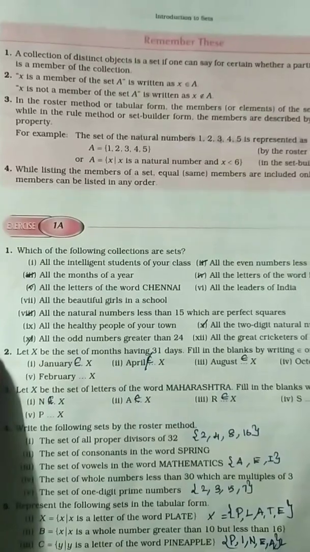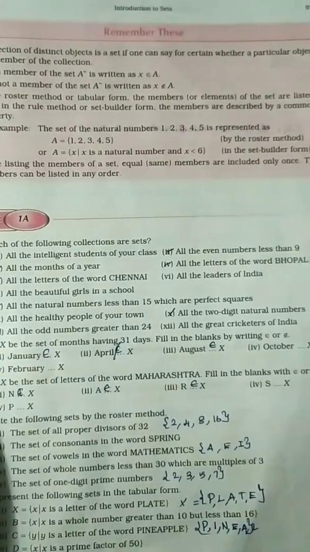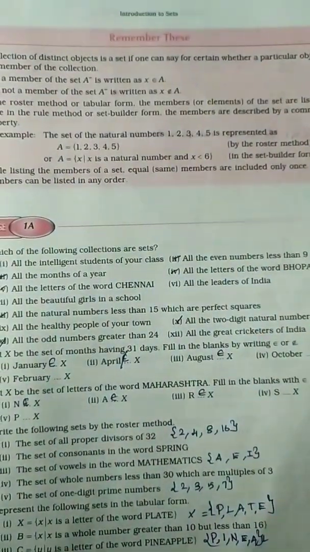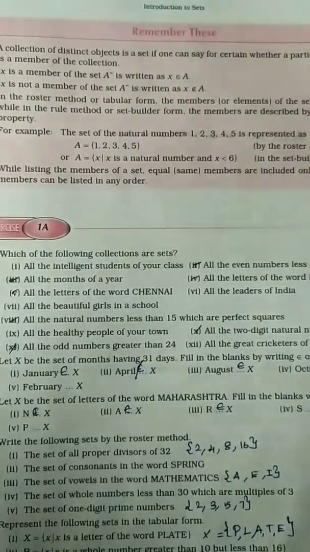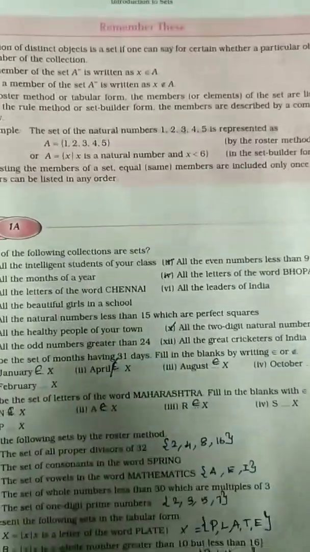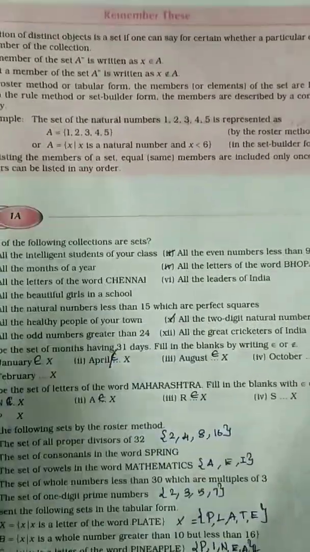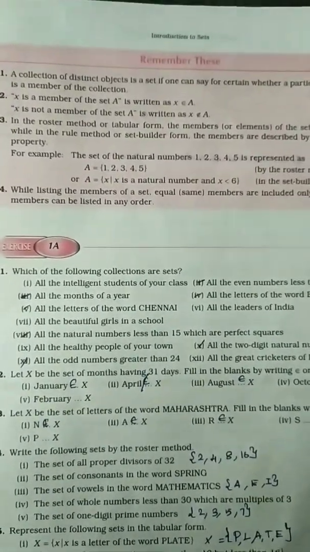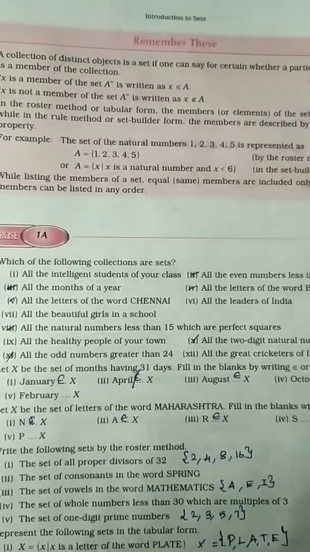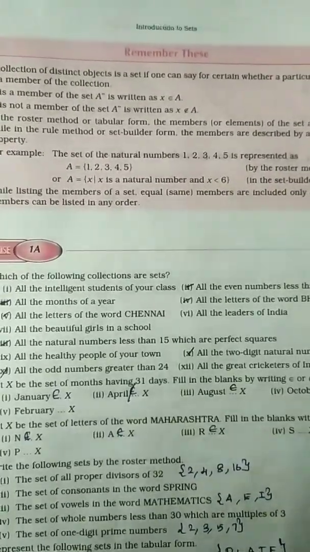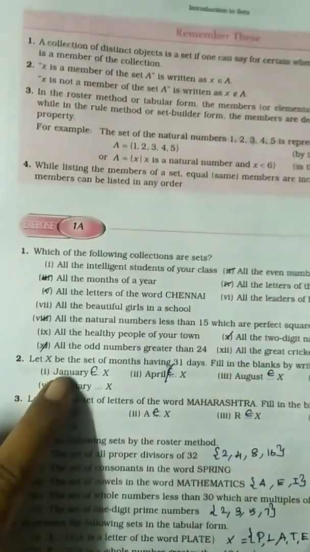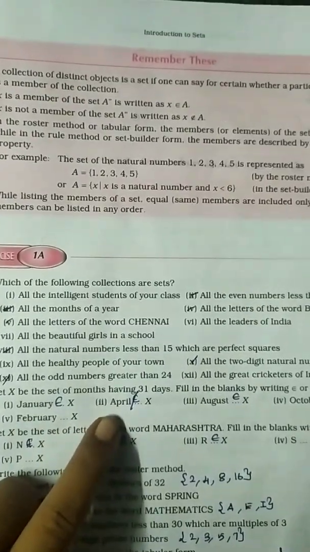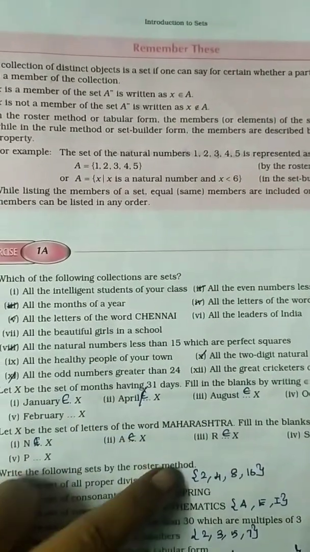Second question. Let X be a set of months having 31 days. Fill in the blanks by writing this symbol, like one alphabet is there, right? We will be calling it as belongs to. And above it with one slash they have mentioned it is not belongs to. So whatever month you have 31, you can say it as belongs to. And if a month doesn't have 31 days, we can say it as not belongs to. January has 31 days, so we are saying it belongs. April will not have 31 days, so we are saying that it is not belonging.